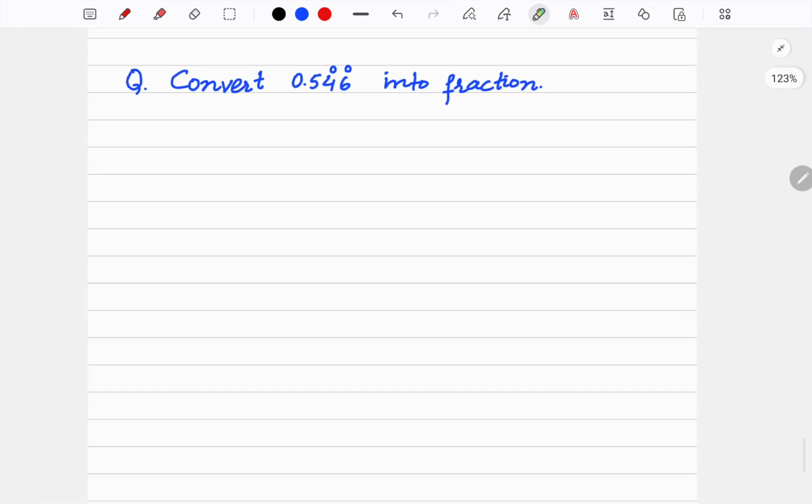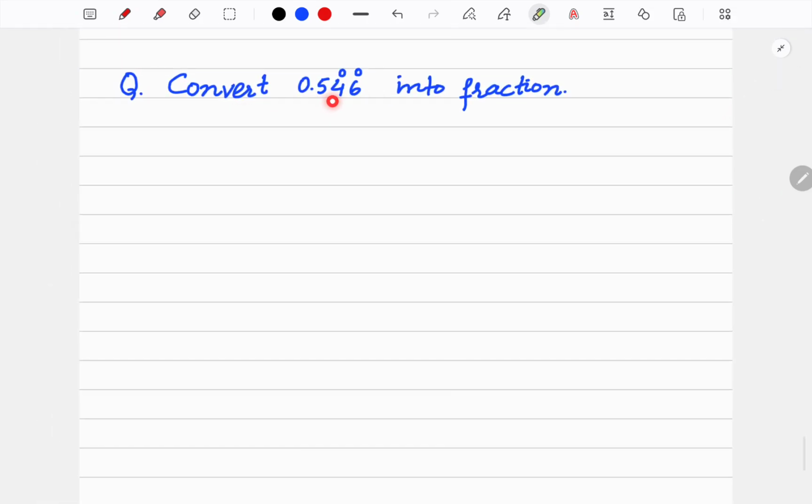At the end, this is the last question for you. Convert 0.54 with 6 dot into a fraction.